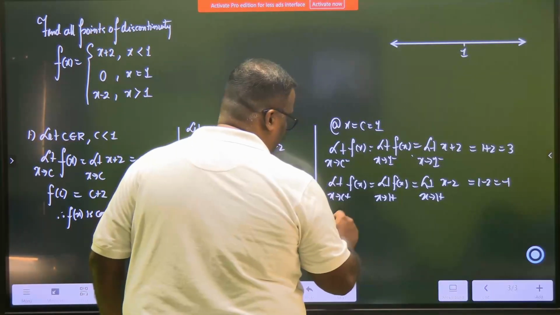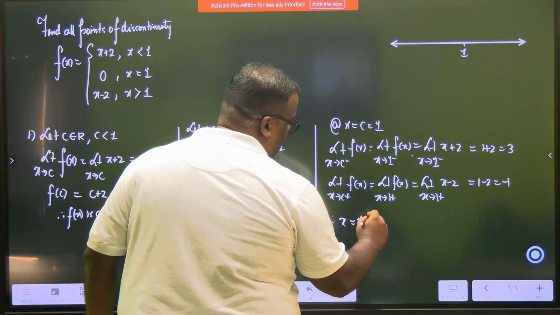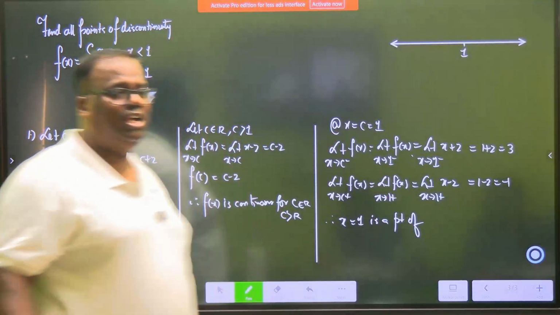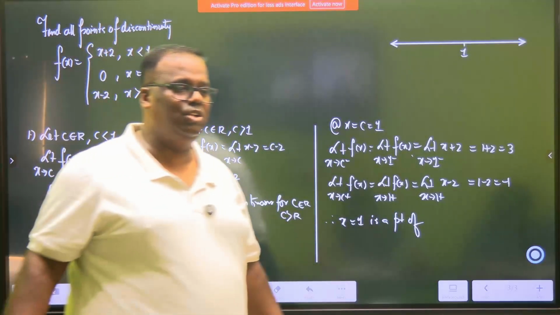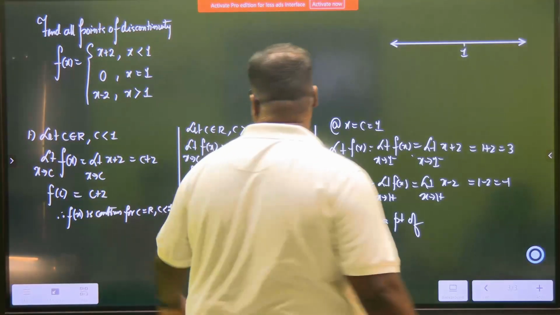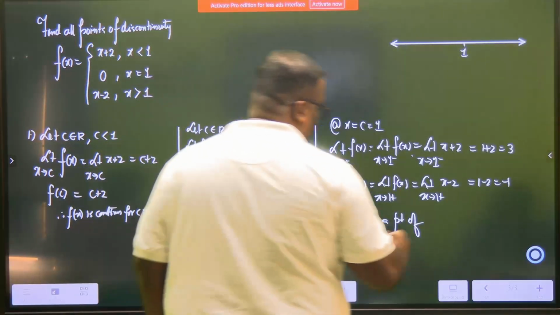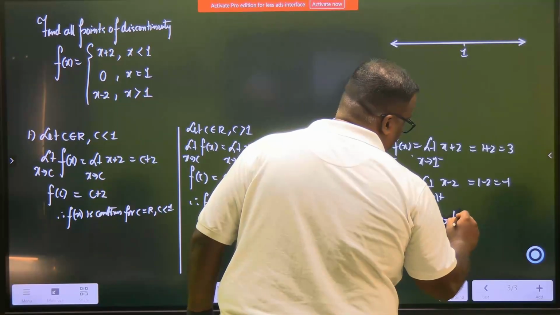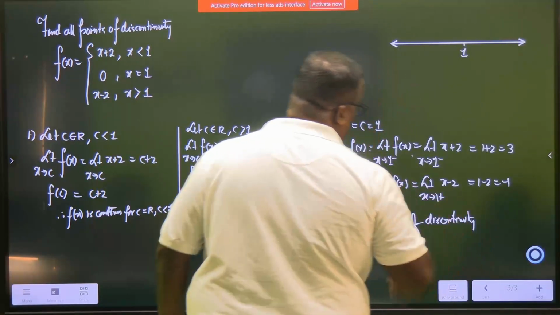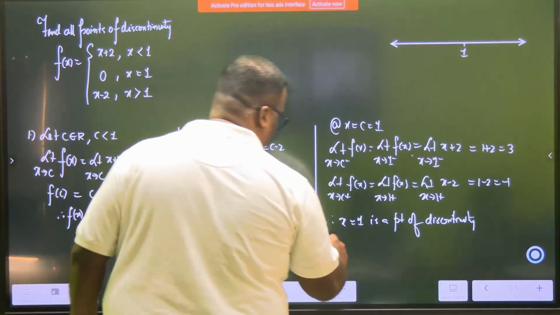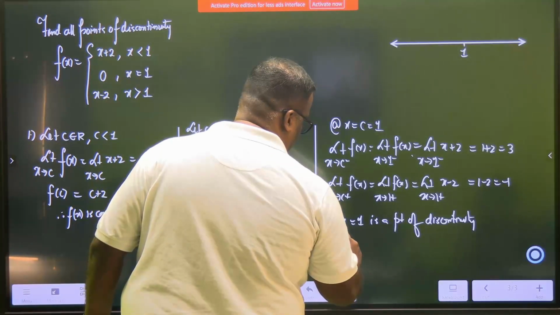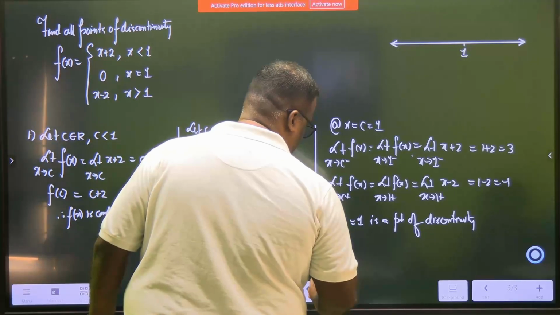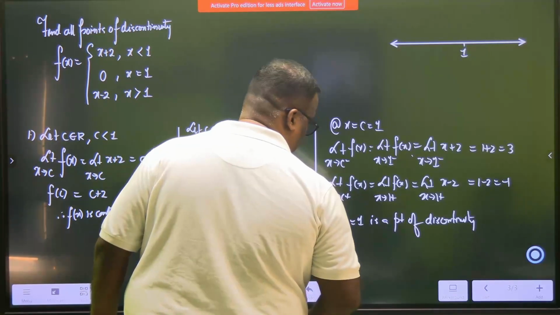Therefore, x equal to 1 is a point of discontinuity. See how I've changed my language. I did not write the words f(x) is continuous or discontinuous, because my hunt is to find points of discontinuity. f(x) at x equal to 1 is a point of discontinuity. That's it. No more required.